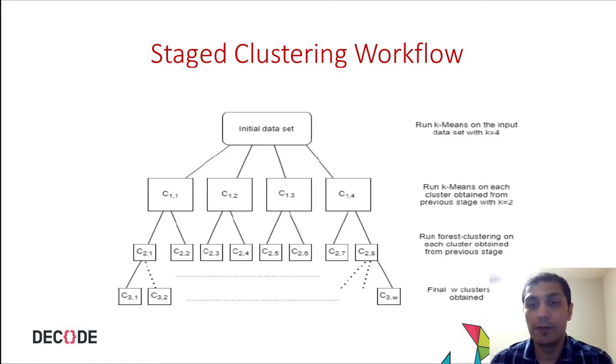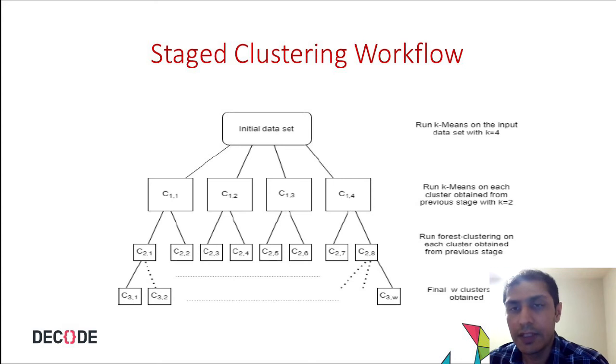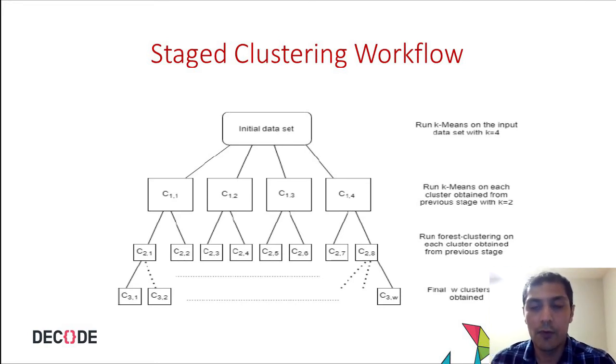In three-stage clustering, we run k-means one more time. We run k-means on each of these clusters with parameter k equal to 2. What will happen now is that for each of those clusters, because you're running k-means again with k equal to 2, there will be a further division. Each cluster will give rise to 2 more clusters. So in this particular example, we end up with 8 clusters after the second stage.